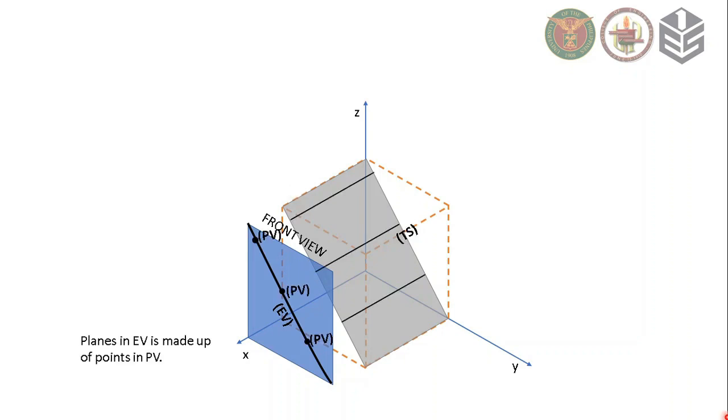Also, observe that these lines lying on the plane perpendicular to the projection plane will appear as point view in the projection plane. Take note of this as we will be using this in drawing EVs in orthographic drawing. Again, lines lying on the given plane appear as point view in the projection plane.